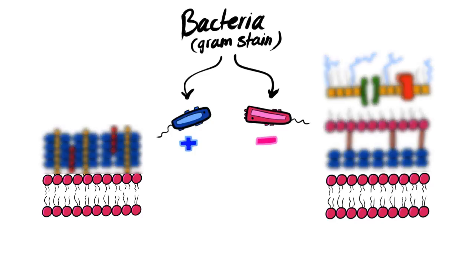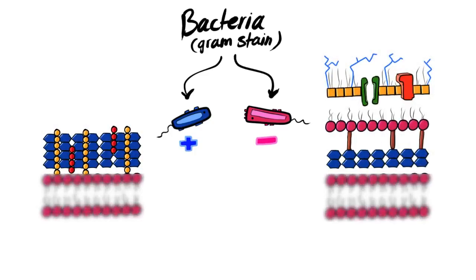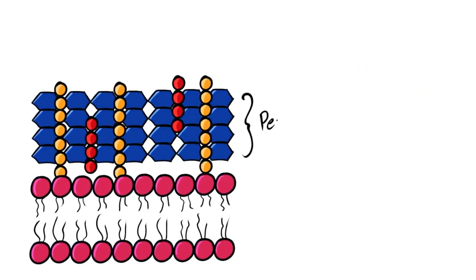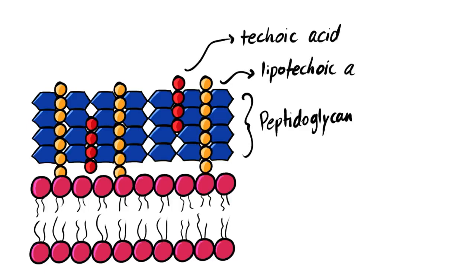If we look at the membranes of both gram-positive and gram-negative bacteria from the inner layer, we see that both of them have plasma membrane. However, on the outside, the differences start to appear. In gram-positive, it has a thick peptidoglycan layer. This layer has teichoic and lipoteichoic acids.